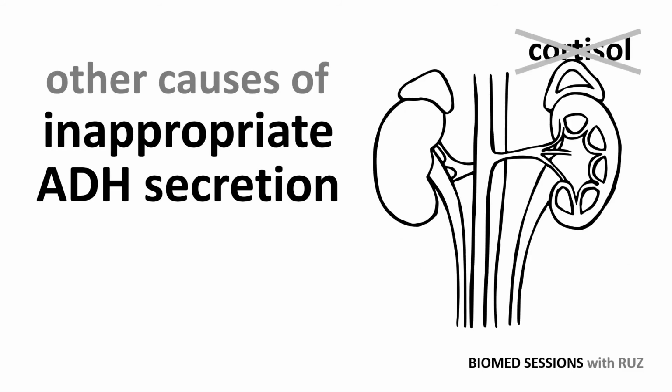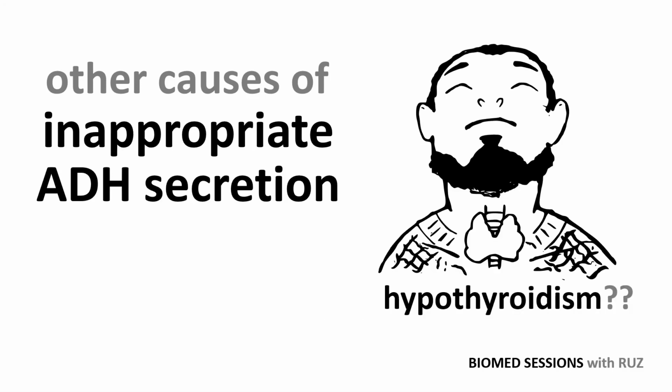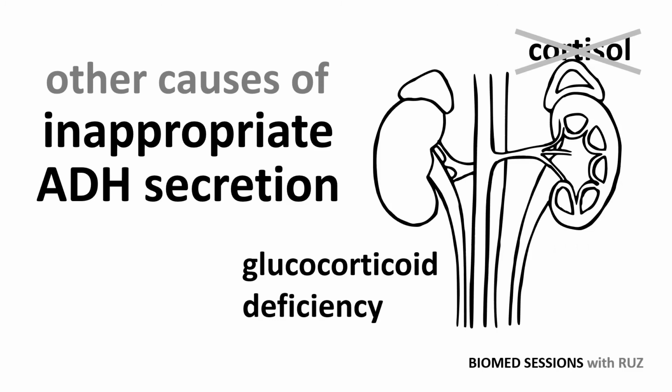Other causes of inappropriate ADH release are thought to include glucocorticoid deficiency and hypothyroidism, although newer studies challenge hypothyroidism as a cause for hyponatremia as opposed to just an association. As mentioned previously, cortisol is a glucocorticoid hormone which suppresses ADH. Therefore, if it is deficient, there will be excess ADH leading to the blood being diluted with water.